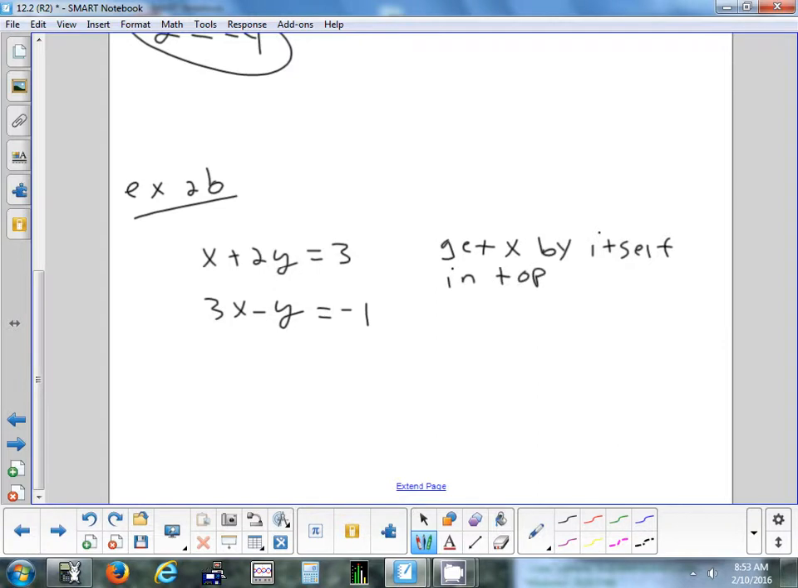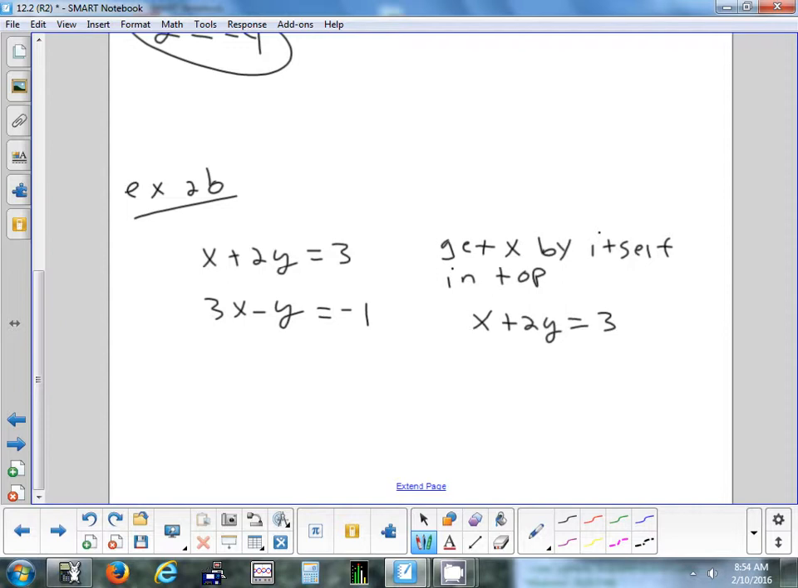If you don't want to do it that way, you don't have to, but it is the easiest way to do it. All right, so we got x plus 2y equals 3. What's my one step to get x by itself? And that's why we chose x, because it's only one step.